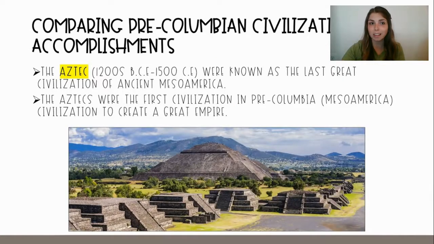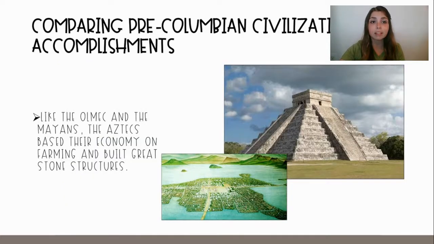Moving on to the Aztec. The Aztec settled from about 1200s BCE to about 1500 CE. They were known as the last great civilization of ancient Mesoamerica. They were the first civilization in pre-Columbian Mesoamerica to create a great empire. Like the Olmec and the Mayans, the Aztec based their economy on farming and built great stone structures.